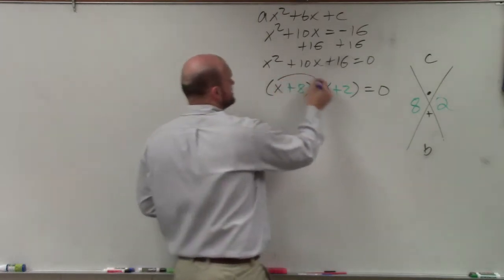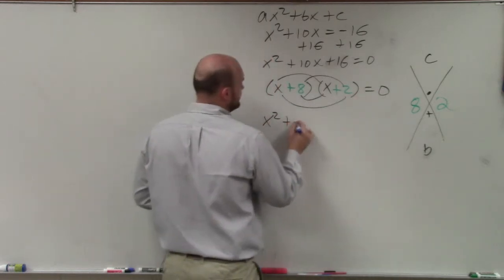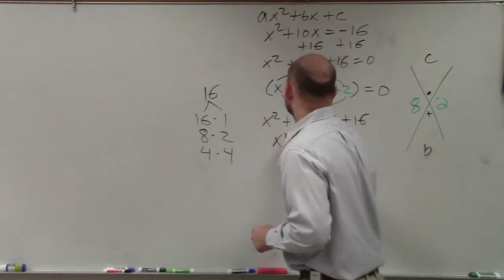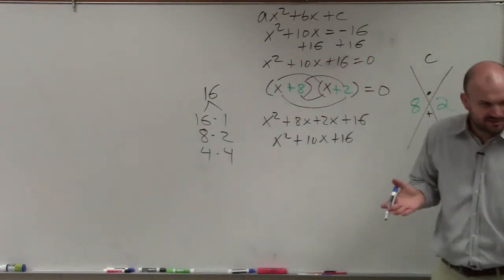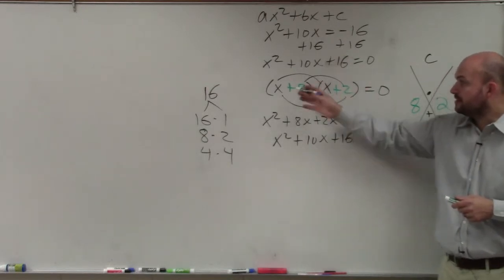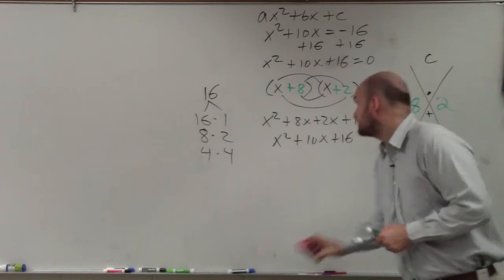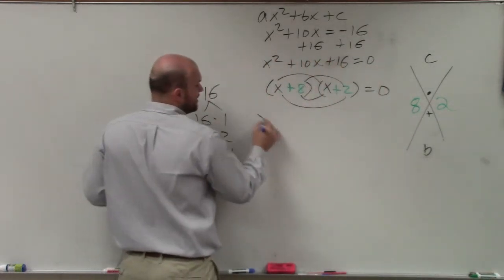If you guys practice FOIL, what you see is x squared plus 8x plus 2x plus 16 is x squared plus 10x plus 16. Just to verify, guys, I just wanted to show you because I didn't go over this. Remember, factoring produces FOIL, which takes you back to your answer. But that's not what we're going to do. We need to solve by using the zero product property.